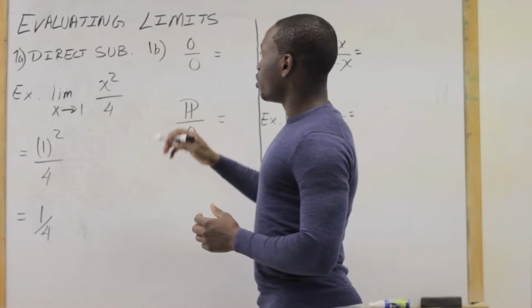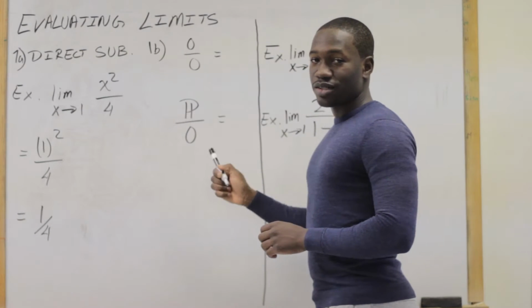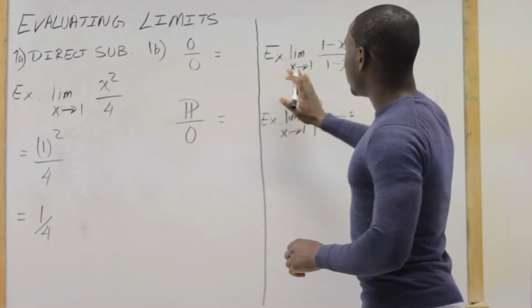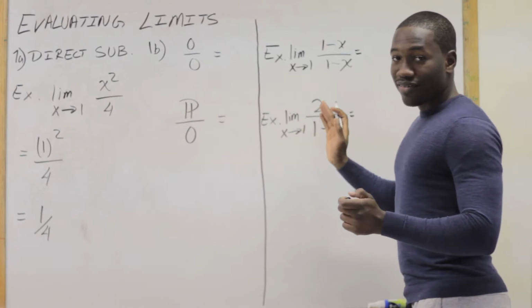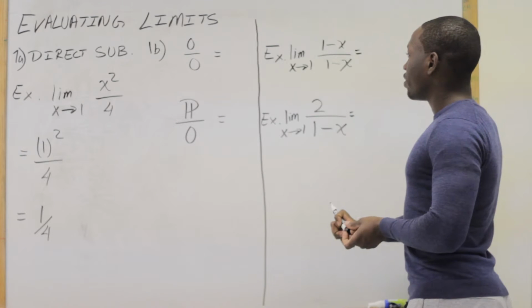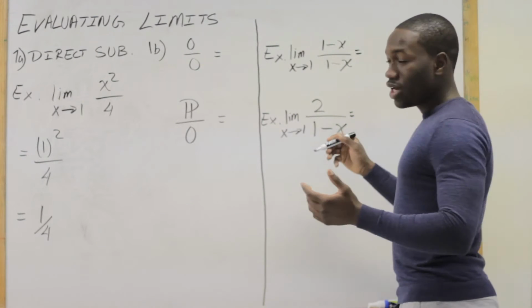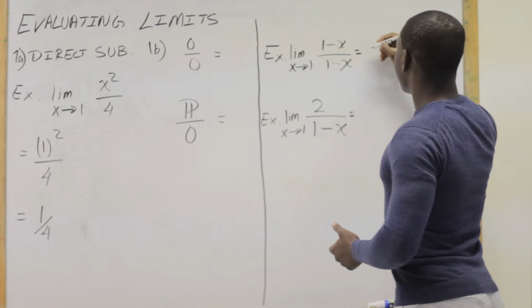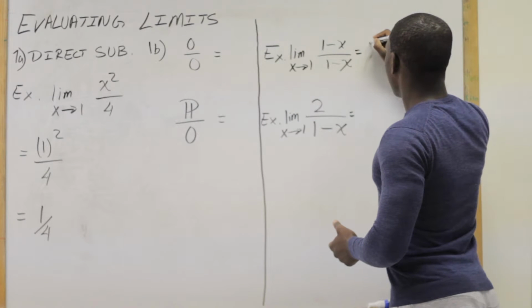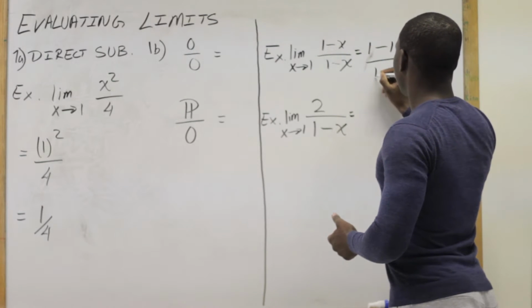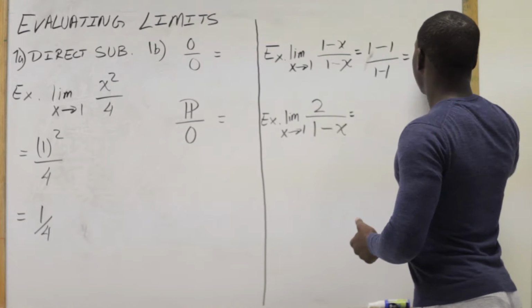In some instances, you can get 0 over 0 as an answer, or you can get any number over 0 as an answer. We're going to move over to these examples so I can explain exactly what that means. So, the same thing, direct substitution. We have the limit as x approaches 1 of 1 minus x over 1 minus x. If we substitute in 1 for x, you have 1 minus 1 over 1 minus 1, which is equal to 0 over 0.